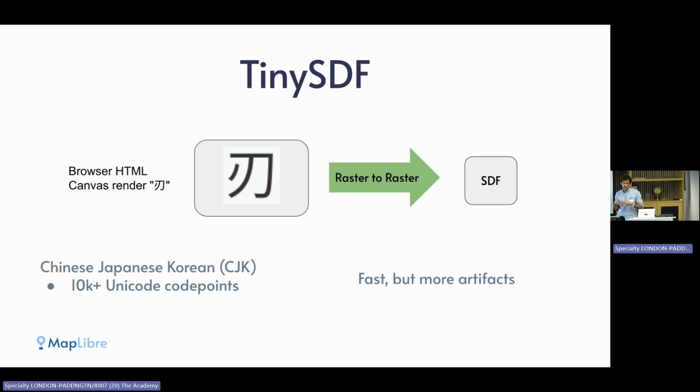For CJK it's very convenient, because CJK has tens of thousands of code points. Of course you can load all of them from your server with the glyph ranges, but you will have to load a lot. The thing is that you generate what you need in one texture, on the client, you say? Yeah, absolutely. You do this on demand with tiny SDF for CJK.